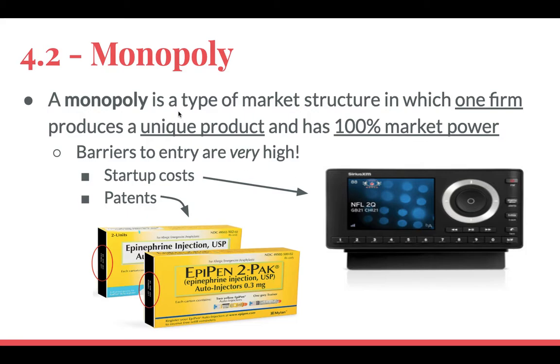In a monopoly, it's a market structure where one firm has complete dominance. They have 100% market share or 100% market power. All of the consumption in that market goes to them. They're the only producer because they have a completely unique product. This results from high barriers to entry.